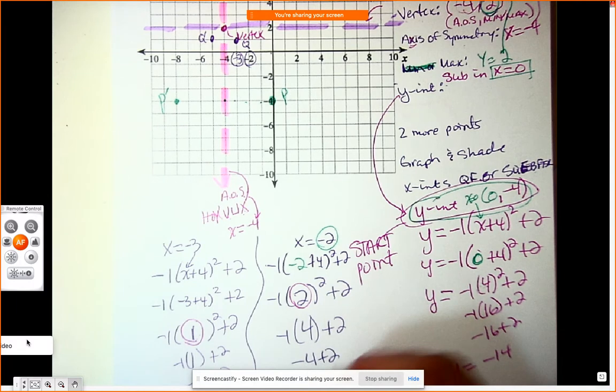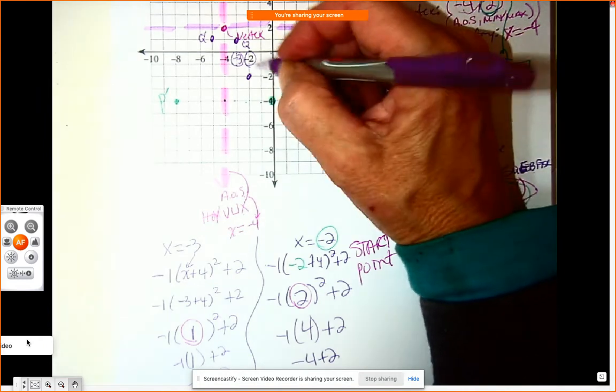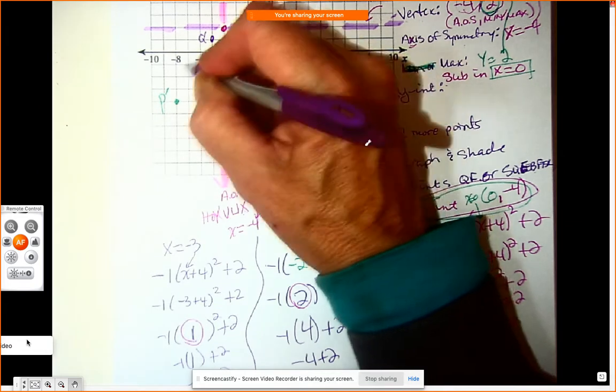-4 plus 2, I get out a -2. So I put in a -2, got out a -2. I'll call that Q prime, or R. It doesn't matter what you call it. Just know that it's got a mirror image on the other side.